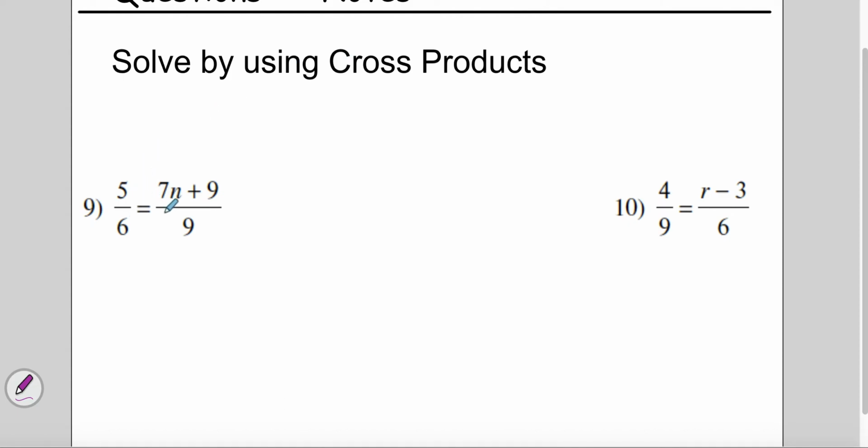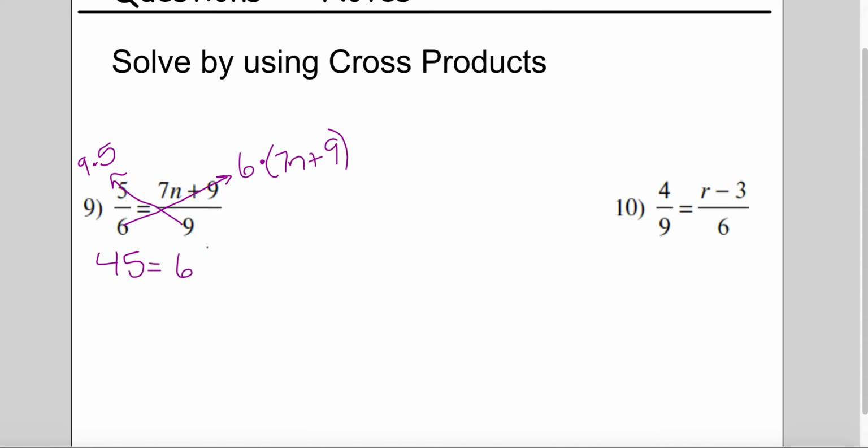It's still the same process. I'm still going to take this 9 times this 5. 9 times 5. And I still have to multiply this side by this side. The only difference here is that it's 6 times this entire thing. So all I need to do is put that inside a parenthesis, because it's going to be 6 times that entire group. So now I'm going to move down here. I know 9 times 5 is 45. And I know that this is going to be 6 times 7n plus 9.